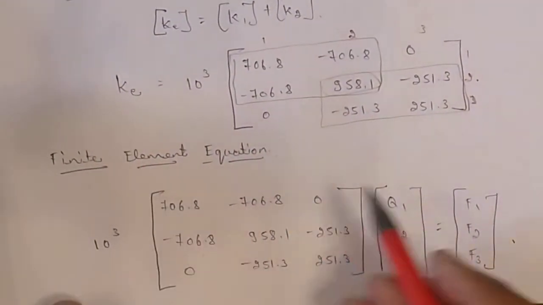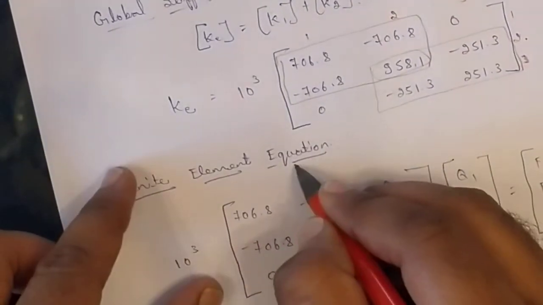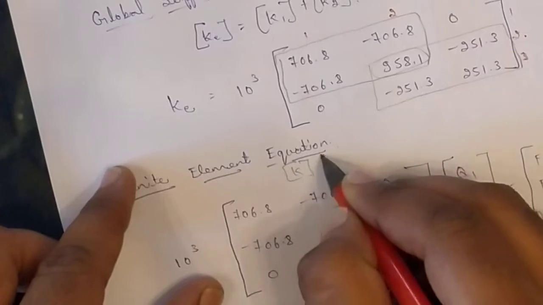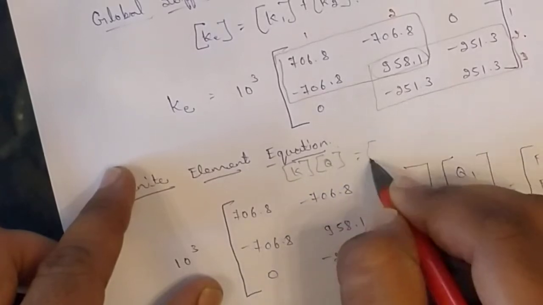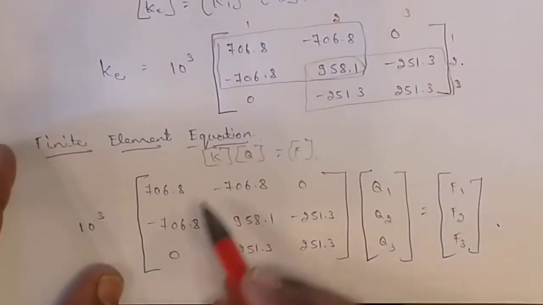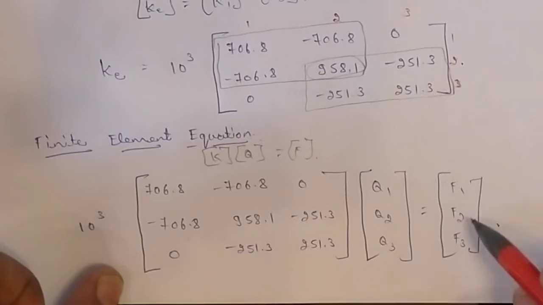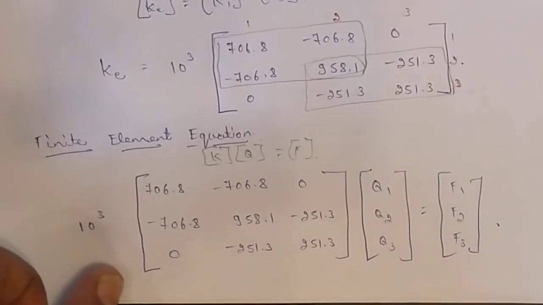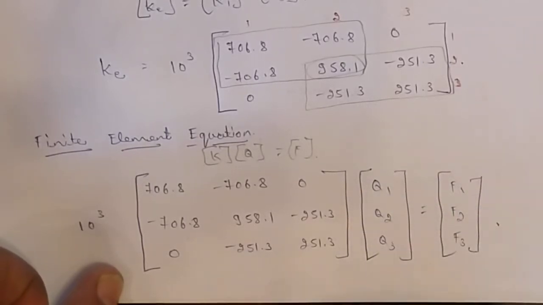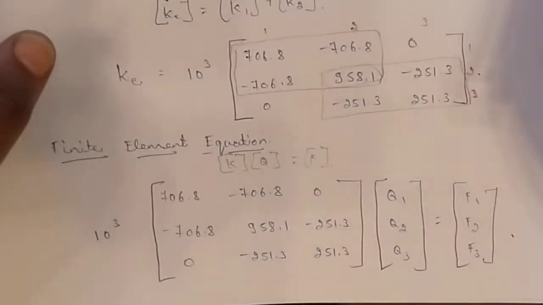Next, finite element equation. We know finite element equation is KQ is equal to F. So just write it. We have the K matrix, Q1, Q2, Q3, F1, F2, F3. Just write as it is. Don't write Q1 as 0, Q3 as 0. Because in the penalty method, we will get all the values. That is Q1, Q2, Q3, all of them we'll be getting in the solution.